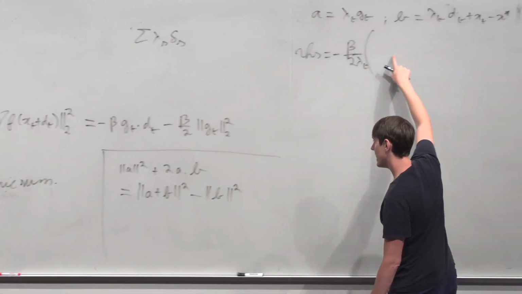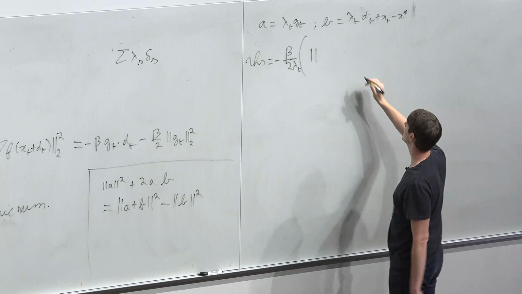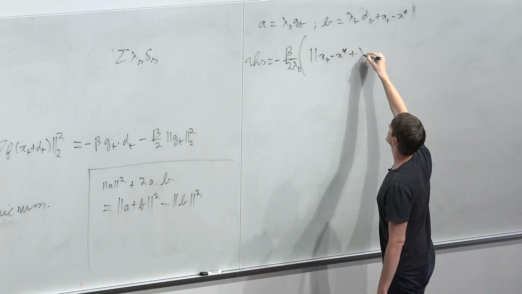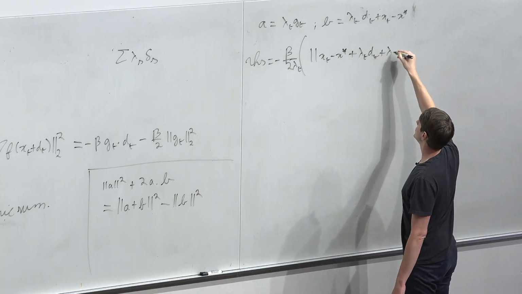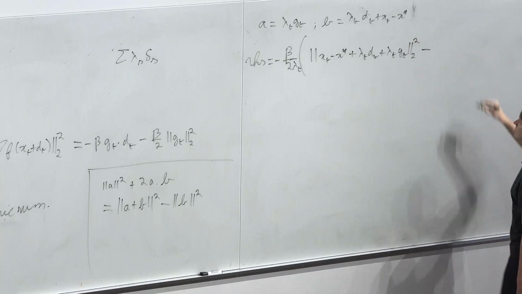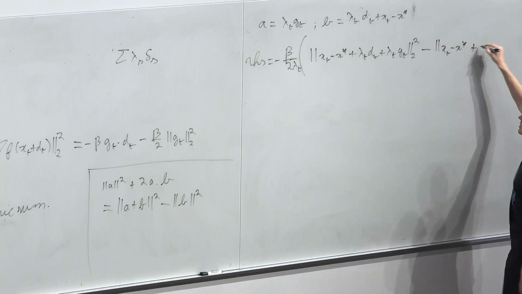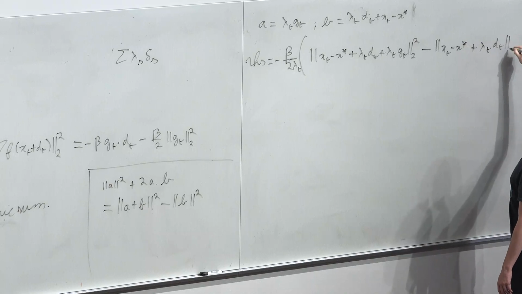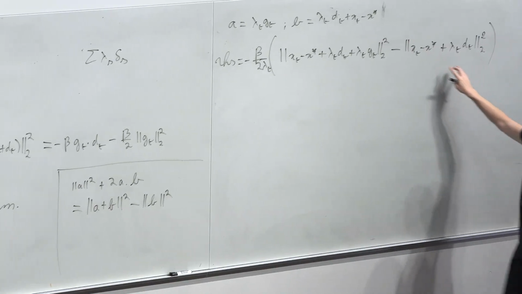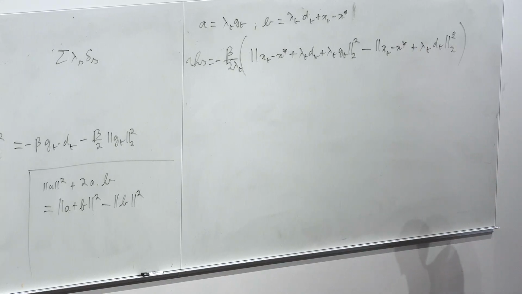All right, so what do I get? I get the norm of A plus B. Okay, let's just write it. So the norm of A plus B is xt minus x star plus lambda t dt plus lambda t gt, L2 norm squared, minus the norm of B squared, the norm of xt minus x star plus lambda t dt, L2 norm squared. Okay, I'm not super happy because it doesn't look like a u t plus 1 minus u t. So now I need to work to make that happen.